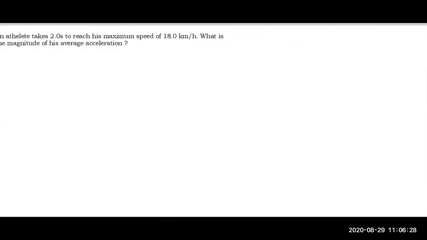देखिए, this question. The question is, an athlete takes 2 seconds to reach his maximum speed of 18 km per hour. What is the magnitude of his average acceleration? So the time in which he acquires maximum speed is 2 seconds and his maximum speed is 18 km per hour. So that needs to be first converted into meter per second.